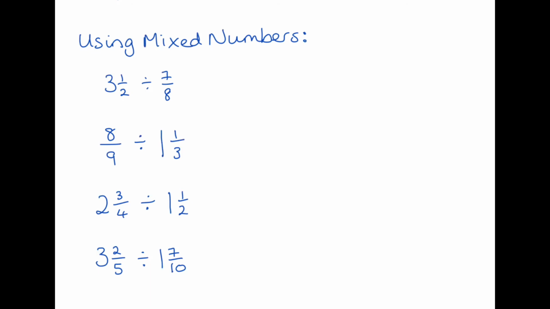Okay, so to start with, our job is going to be to change 3 1/2 into an improper fraction. So we do 2 times 3 add 1 is 7. And remember, the denominator stays the same. And we're dividing by 7/8. So remember, what we've got there then is 7/2 times 8/7.